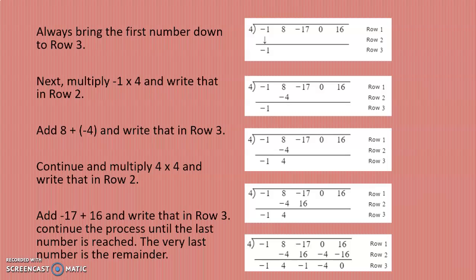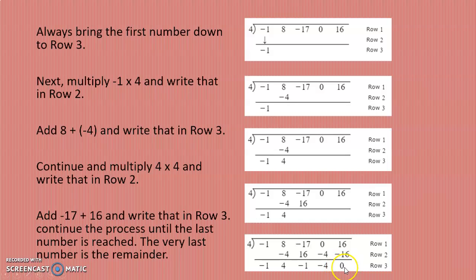Then we start the process over again. We multiply 4 times 4, which gives us 16. Then we add. Negative 17 plus 16 gives us a negative 1. We do the process until we get all the way to the last number. So negative 1 times 4 gives us a negative 4. We add. 0 plus negative 4 gives us negative 4. We multiply again. Negative 4 times 4 gives us negative 16. And 16 plus negative 16 gives us 0 in our last row.